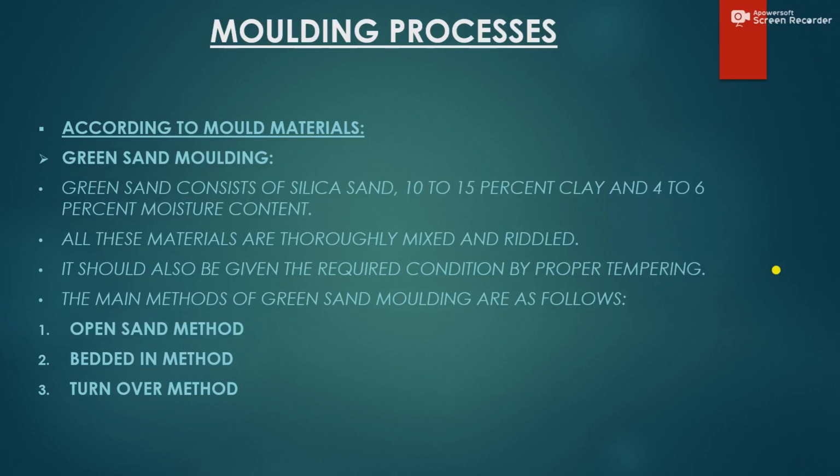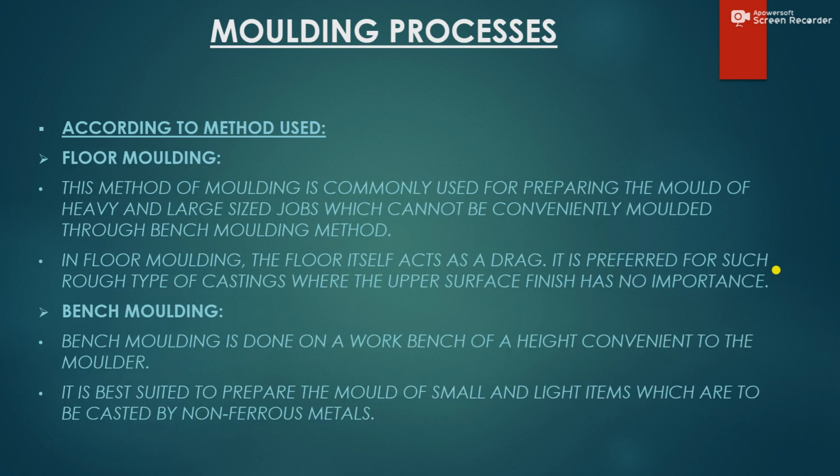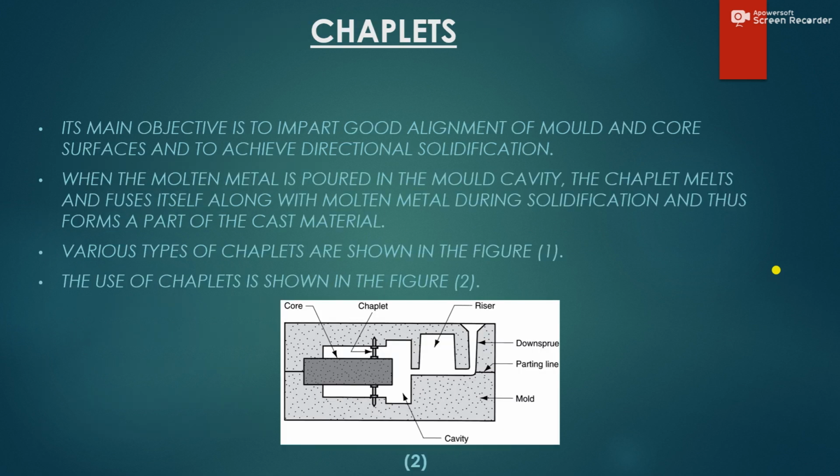So in the last session we had discussed different types of core boxes, chaplets, what they are called, how they can be used, and the different types of them. We also learnt about the specific use of chaplets in making patterns and molds. And finally, the final topic of the previous session was the classification of molding processes.